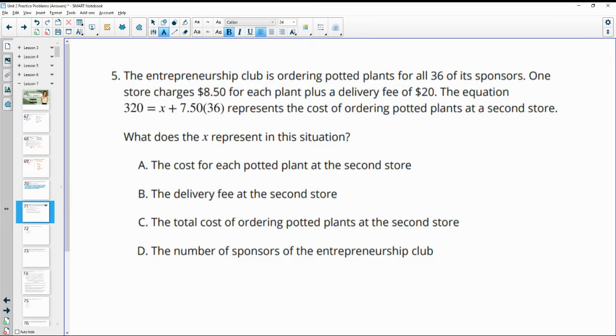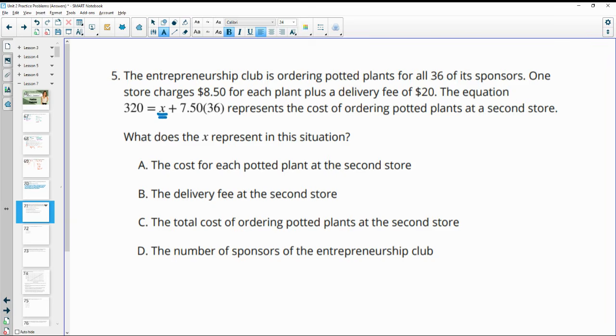The Entrepreneurship Club is ordering potted plants for all 36 of its sponsors. One store charges $8.50 for each plant, plus a delivery fee of $20. The equation 320 equals x plus 7.50 times 36 represents the cost of ordering potted plants at a second store. What does the x represent?